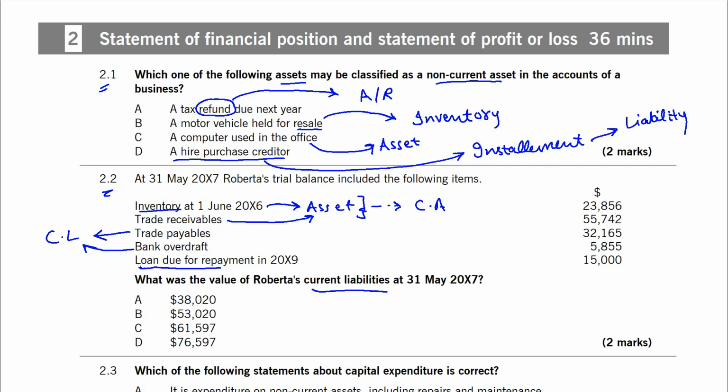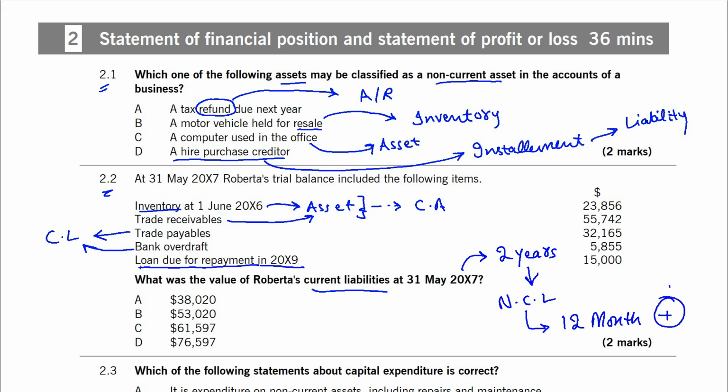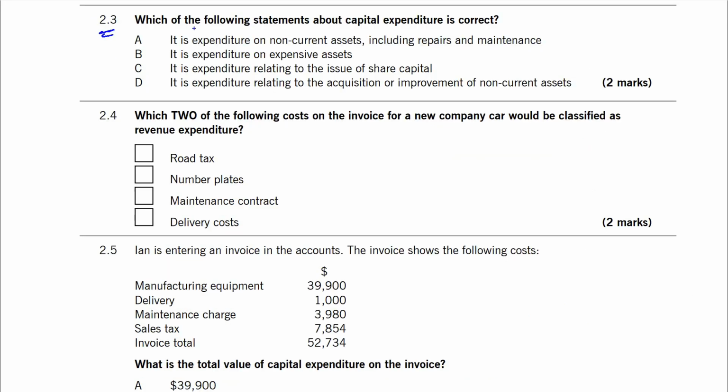Then we have loan due for repayment in 2009, for example 2 years later than this date. That means we will categorize it as non-current liability, as we are required to pay it in more than 12 months. Okay, so it means only these two amounts will be treated as current liabilities. So the correct answer is option A. Next we have question number 3. Which of the following statements about capital expenditure is correct?